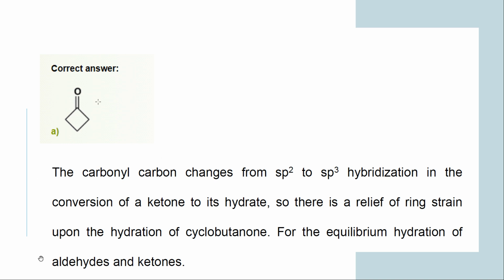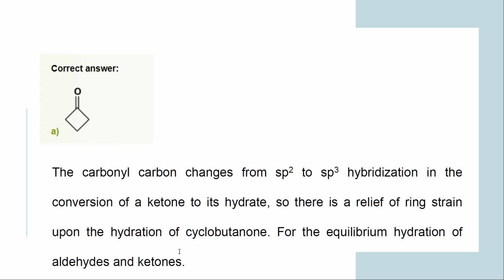This is the description for the answer, you may note it down. The carbonyl carbon changes from sp2 to sp3 in the conversion of a ketone to its hydrate. So there is a relief of ring strain upon the hydration of cyclobutanone. And 5- and 6-membered rings are more stable than 3- and 4-membered ones. So option A will be the most readily reacting substrate, and thus option A will be the correct answer for this question.